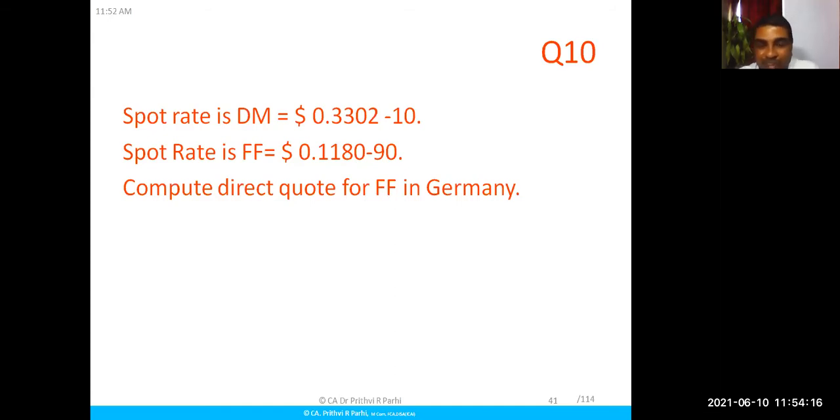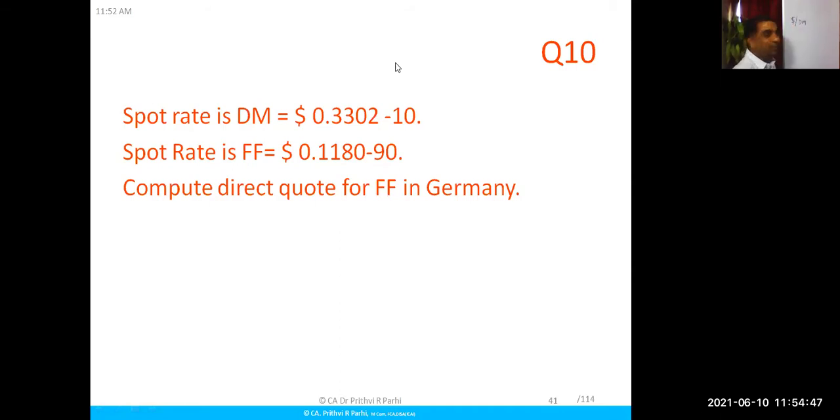Forget about the number. Tell me which currency by which currency. Dollar by DM. Very good. So definitely we are talking about dollar by DM. It says this many dollar per DM. So what is bought and sold is DM. DM is bought and sold. Right? And this is the price.